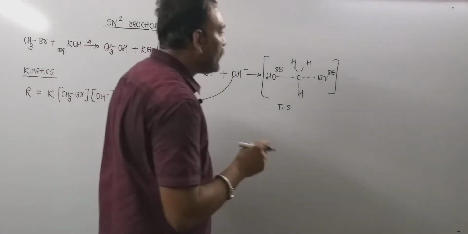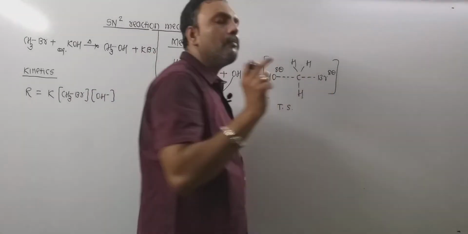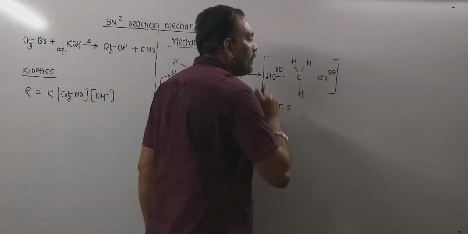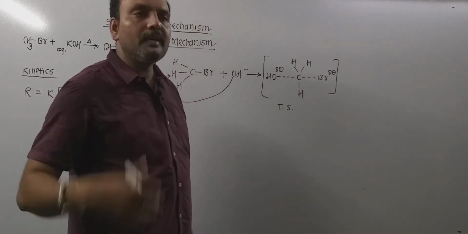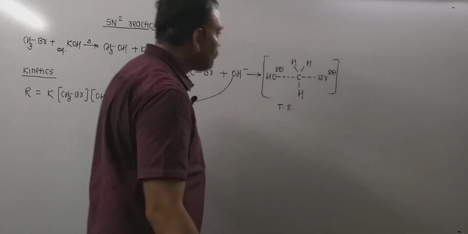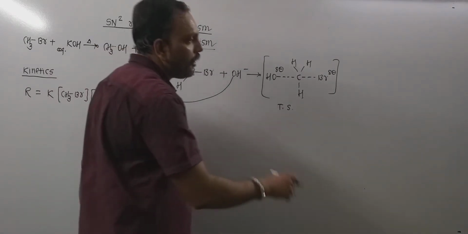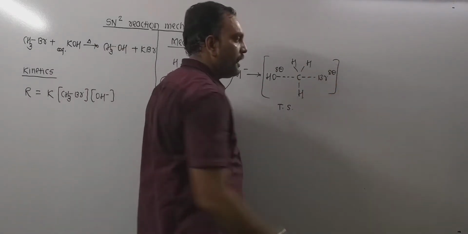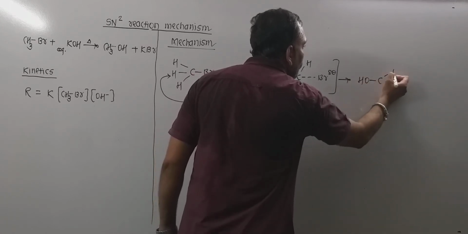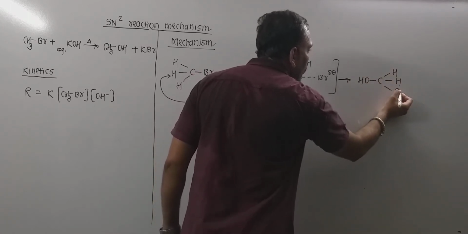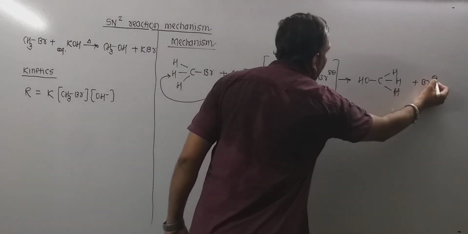In the transition state, both the entering group, that is the nucleophile, and the leaving group are partially connected to the carbon. This is a highly unstable state of the reaction which contains maximum potential energy. Further approach of the nucleophile towards carbon leads to the departure of bromine in the form of Br minus, and that leads to the formation of methyl alcohol, with the departure of the bromide ion.